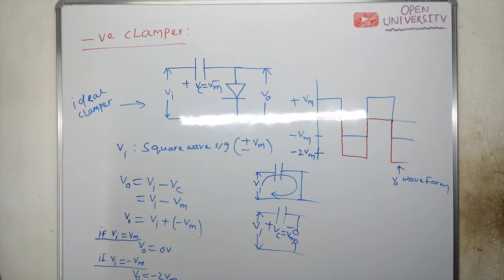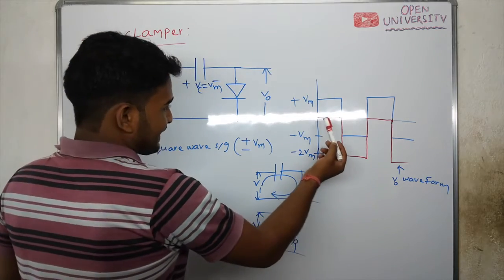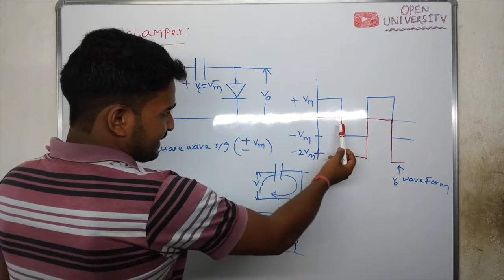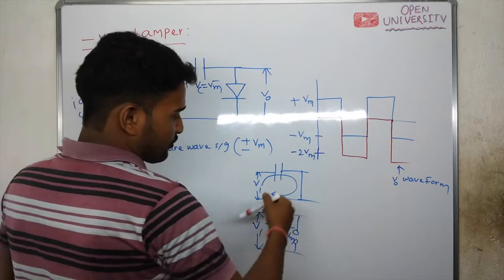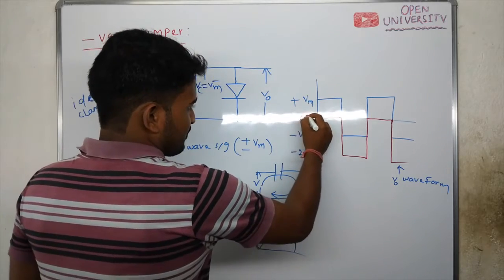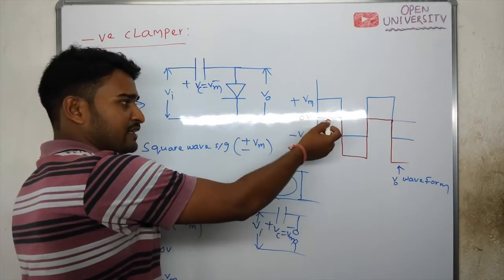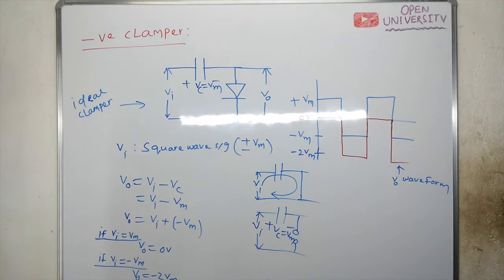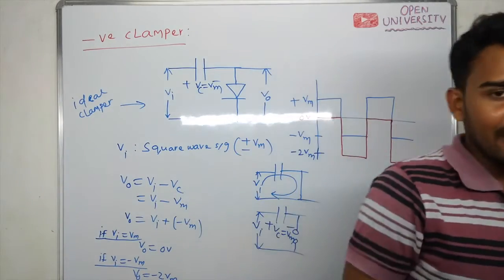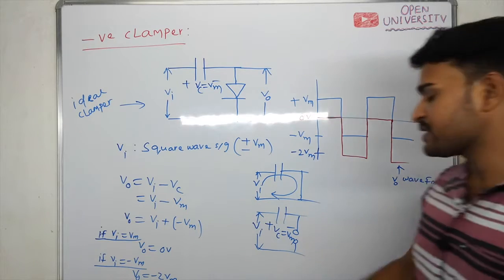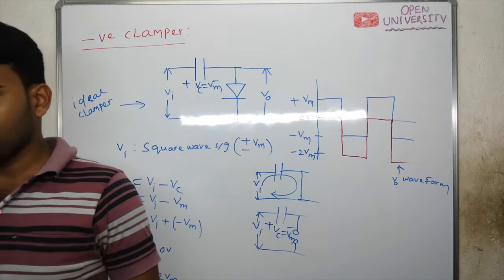Now, this negative clamper is clamping. Clamping means hanging. This negative clamper is clamping the output voltage to the 0 volt. This is your 0 volt. This negative clamper is clamping its positive peak to the 0 volt. So a negative clamper is also called a positive peak clamper.